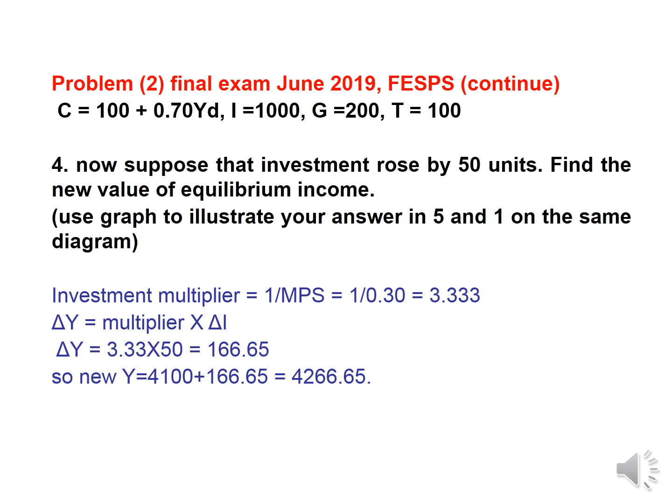3.333. يبقى دلتا y equal the value of multiplier times دلتا I. هو مديني دلتا I اللي هي 50 وانا حسبت الفاليو في multiplier اللي هي 3.33. يبقى دلتا y will equal 166.65. ده this is the increase in income because of increased investment by 50 units. لو انا عايزه اجيب new level of equilibrium هجيب ال initial level of equilibrium اللي هو كان 4100 اللي حسبته في السلايد اللي فاتت plus the increase in income اللي هي 166.65 هيبقى 4266.65.